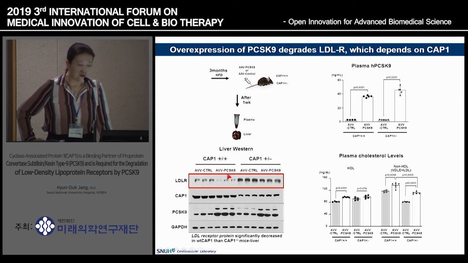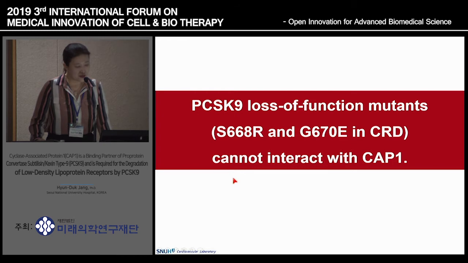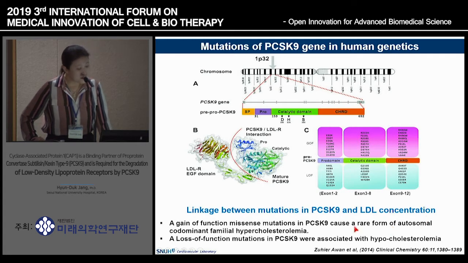And with the PCSK9 virus, LDL receptors are degraded. Next, we see the human relevance. PCSK9 loss-of-function mutants cannot interact with CAP1. Here's a mutation of the PCSK9 gene in human genetics. It's the GOF. Gain-of-function missense mutations in PCSK9 cause a rare form of autosomal dominant FH, familial hypercholesterolemia, and loss-of-function mutations in PCSK9 were associated with hypocholesterolemia.